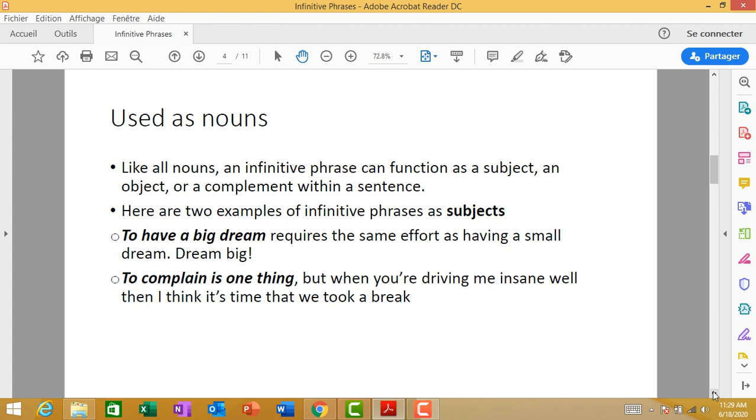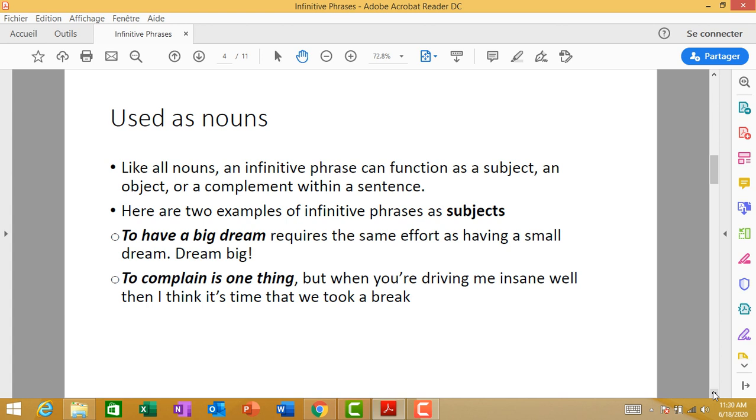Dream big. So what is the subject of this sentence? What requires the same effort as having a small dream? It's to have a big dream. So this is a noun, and it's the subject of the sentence. The same thing for the second sentence.